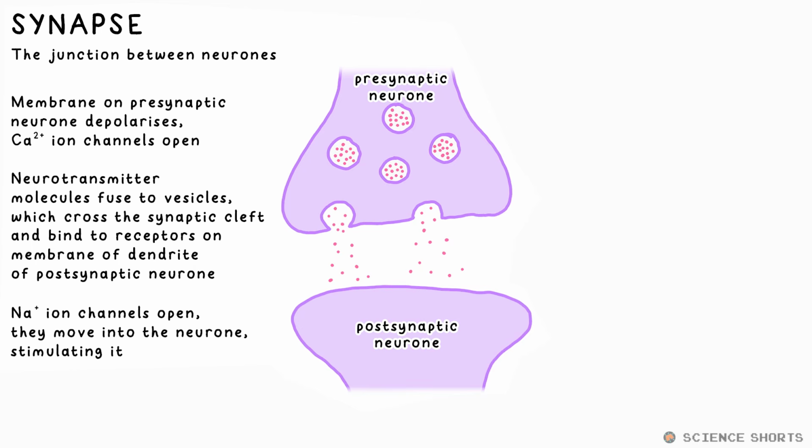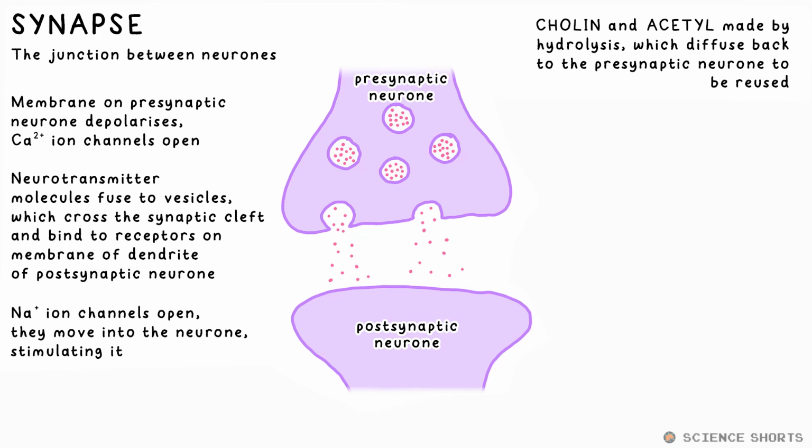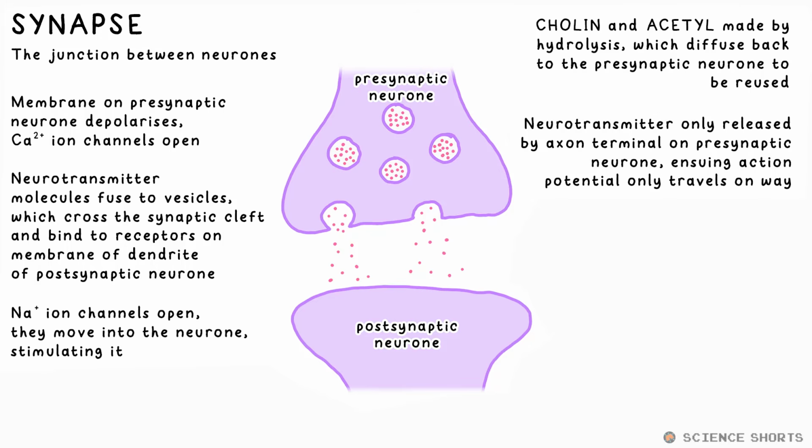But back to the synapse, choline and acetyl are made by hydrolysis, and they diffuse back to be reused. As the neurotransmitter is only released by the axon terminal and travels to the dendrite on the postsynaptic neuron, never the other way around, it's another way of ensuring the action potential only travels in one direction.